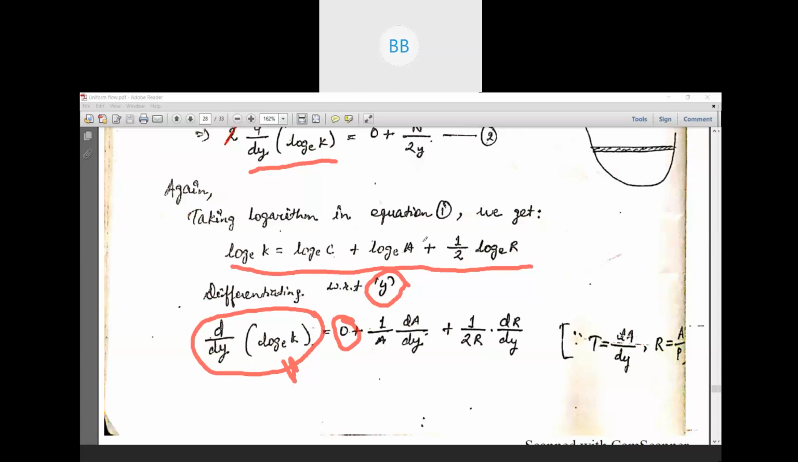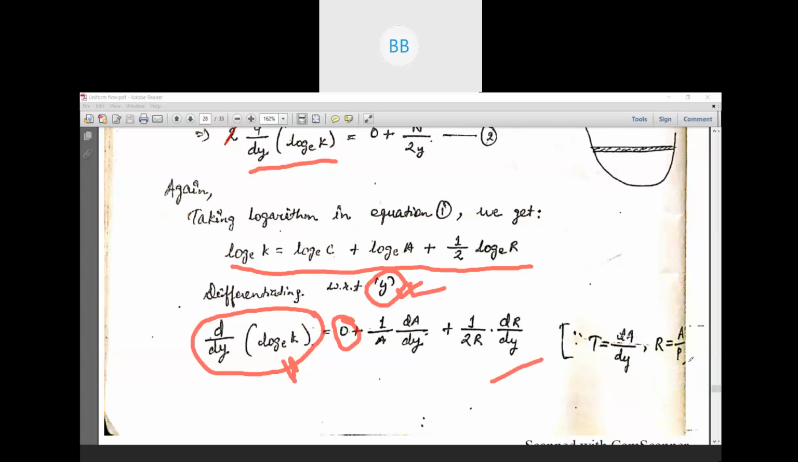Understood? So if it is Y, then we can directly write 1 by Y. Here in this case, as this is not Y, this is area. But area is a function of Y, so when we are differentiating A, it will be 1 by A, but that A again we have to differentiate with respect to Y, because here we are differentiating with respect to Y. So this is just simple mathematics. Plus 1 by twice R, and again this R is a function of Y, so it will be dR by dy.